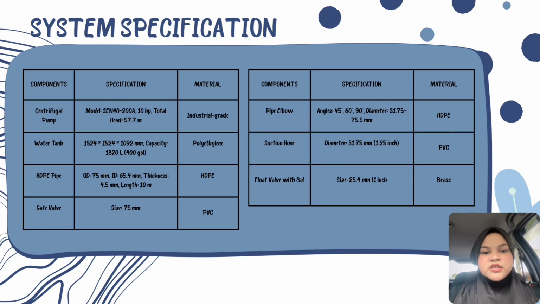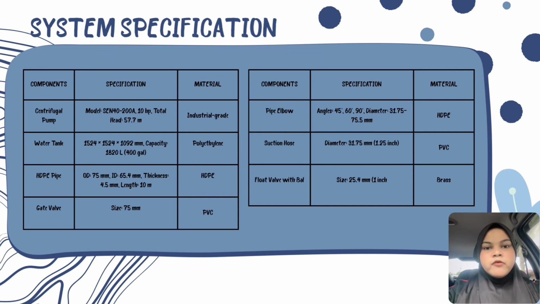This system uses HDPE pipe, which has an outer diameter of 75 mm and an inner diameter of 65.4 mm. Each pipe is 10 meters long and has a wall thickness of 4.5 mm. HDPE pipes are chosen for their corrosion resistance and strength. A gate valve of size 75 mm, made from PVC, is installed to allow flow control and shut off during maintenance and emergency. Pipe elbows are used to direct water flow according to the layout of the site.